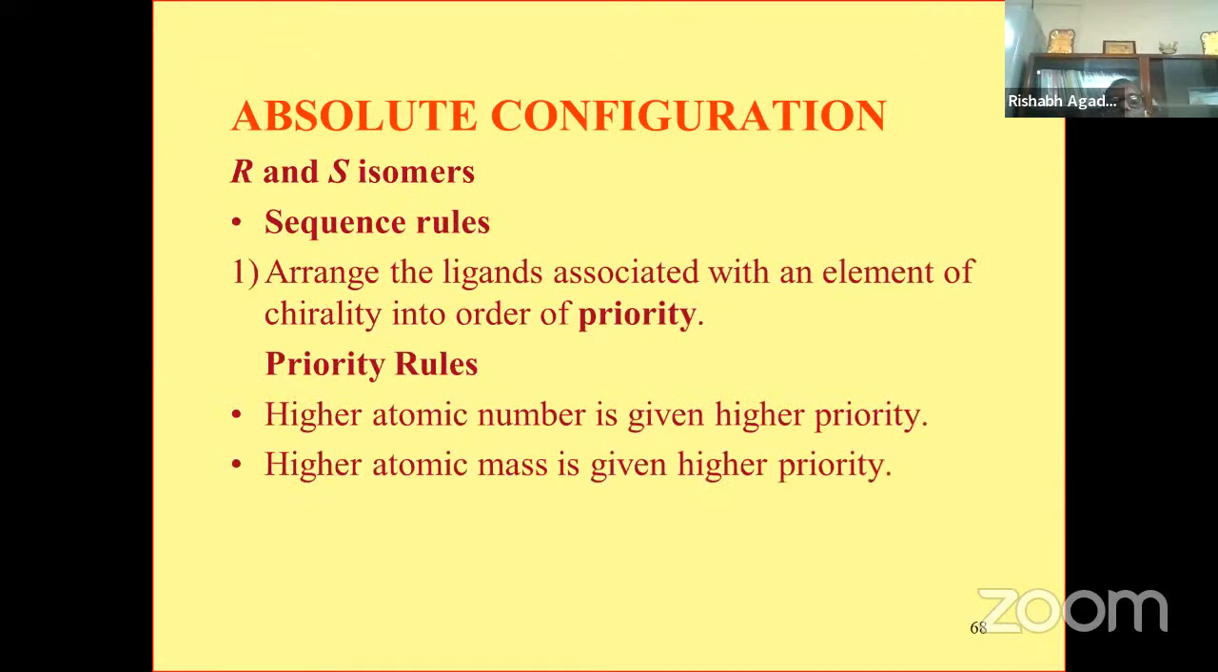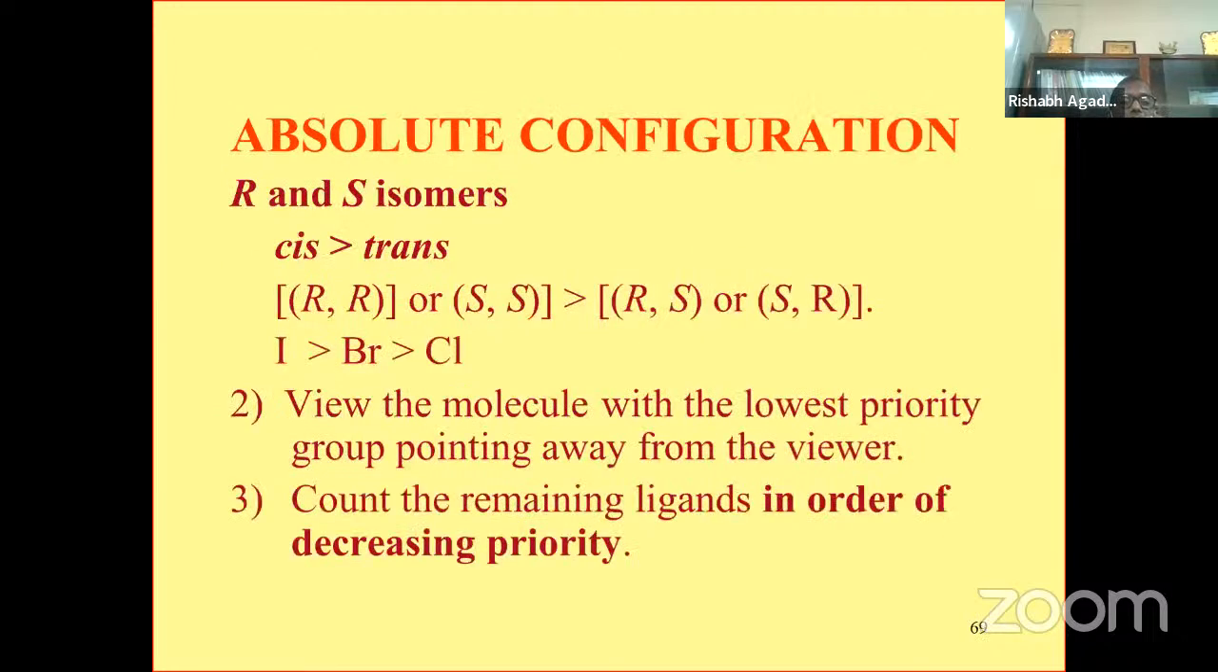Here they have postulated certain sequence rules, priority rules: higher atomic number is given higher priority, and higher atomic mass is given higher priority. This will be helpful while regulating stability testing, so that's why we are covering absolute configuration here. Now the details of the postulations for R and S, how the preference has to be given, you have to count the remaining ligands in order of decreasing priority, and based on that give the absolute configuration.